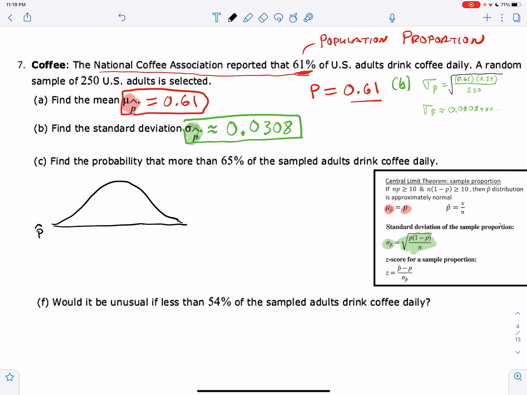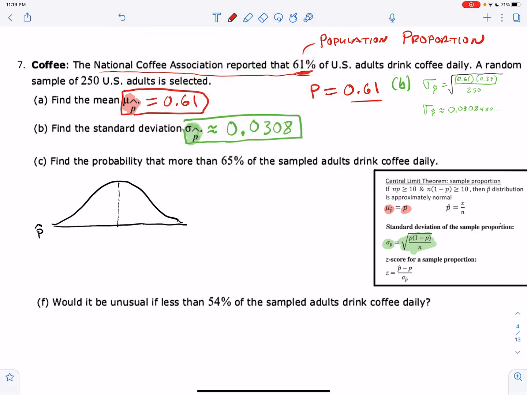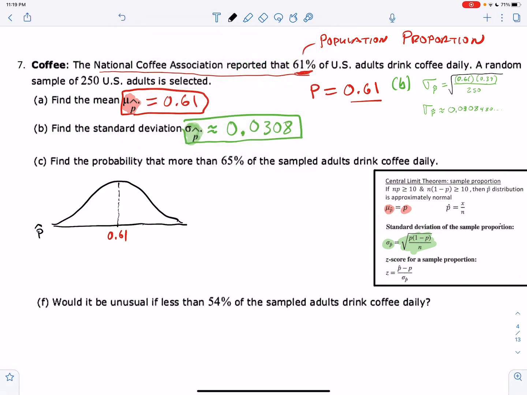Well, first of all, I think I want to mark down, because I like to, the mean. And the mean is going to be this guy in red that we found, which was 0.61. Now they're asking us find the probability that more than 65. Well, 0.65 is to the right. So there's my 0.65.